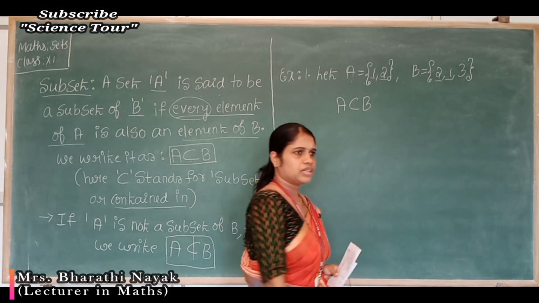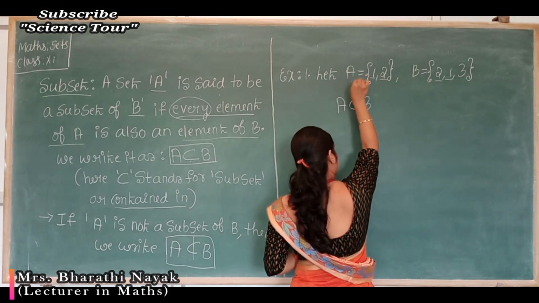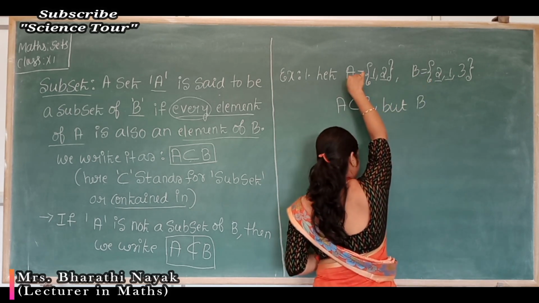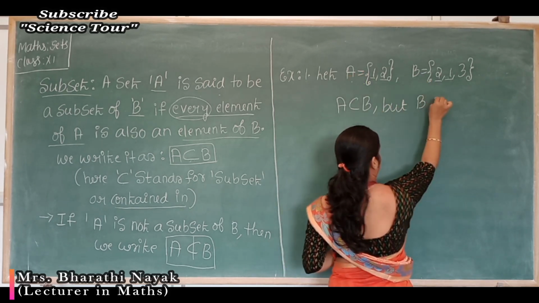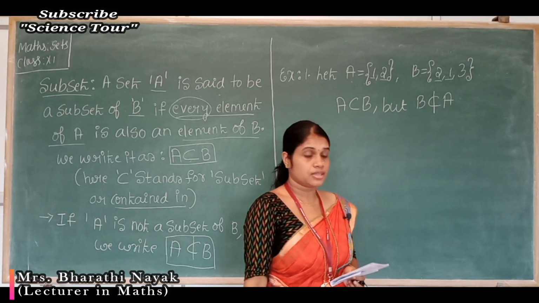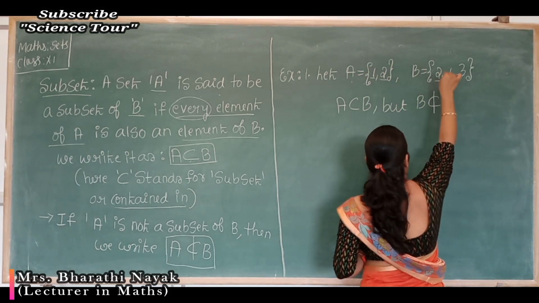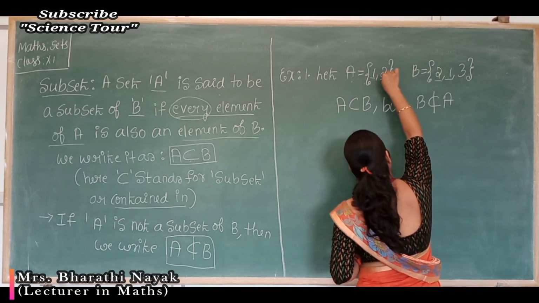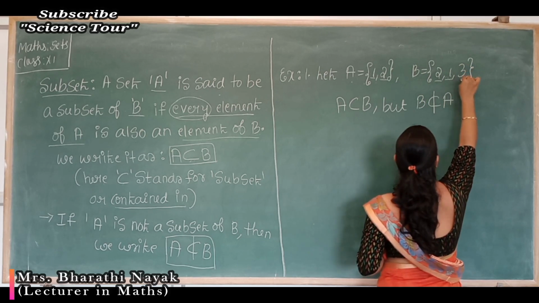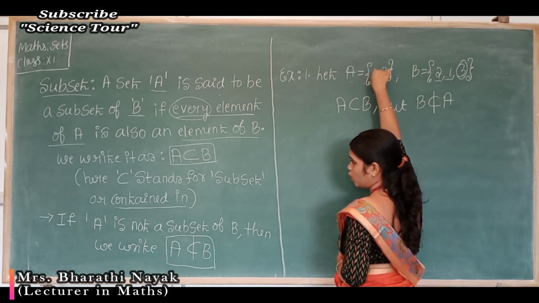But can you say B is a subset of A? Is it correct? No. B is not a subset of A. Why? What is the reason? Now compare the elements of set B with A. Element 2, do you have 2? Yes. Element 1, do you have 1? Yes. Next, element 3, do you have this element 3 in set A? No, it is not there.